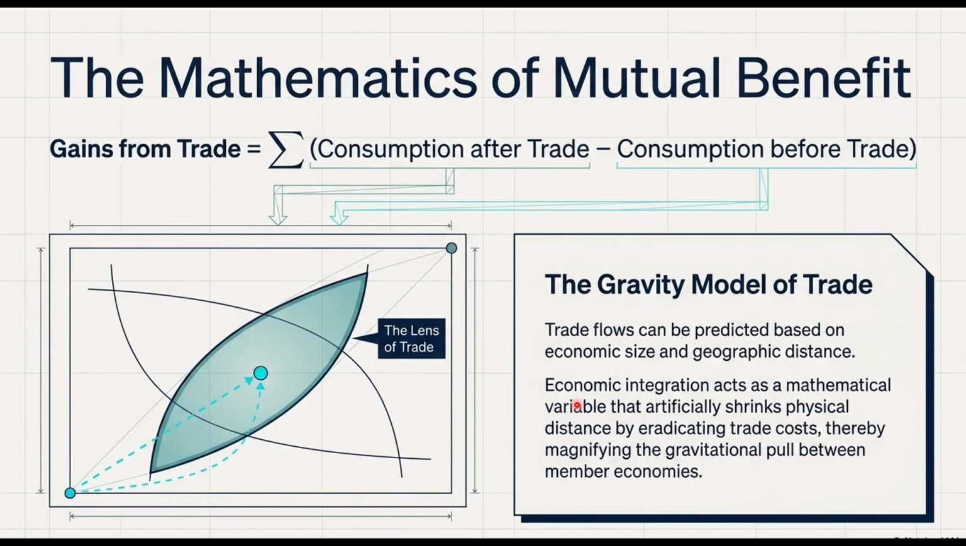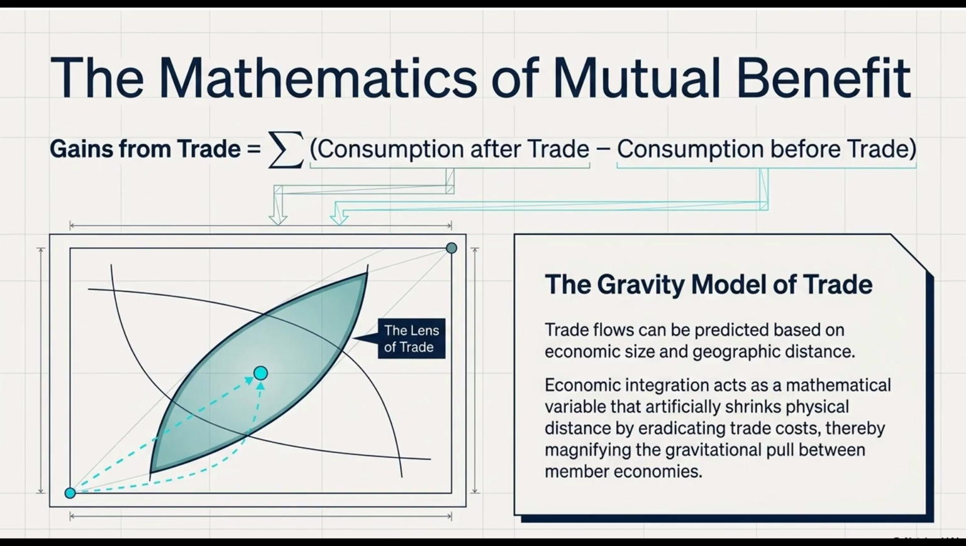So the trade flows can be predicted based on economic size and geographic distance. Economic integration acts as a mathematical variable that artificially shrinks the physical distance by eradicating trade costs, thereby magnifying the gravitational pull between the member economies. Okay, that is the mutual benefit.